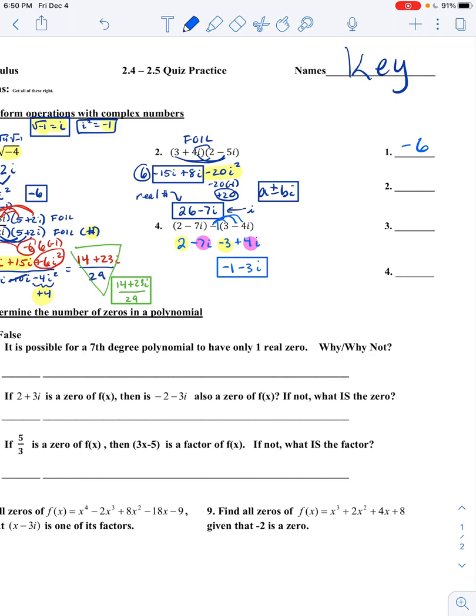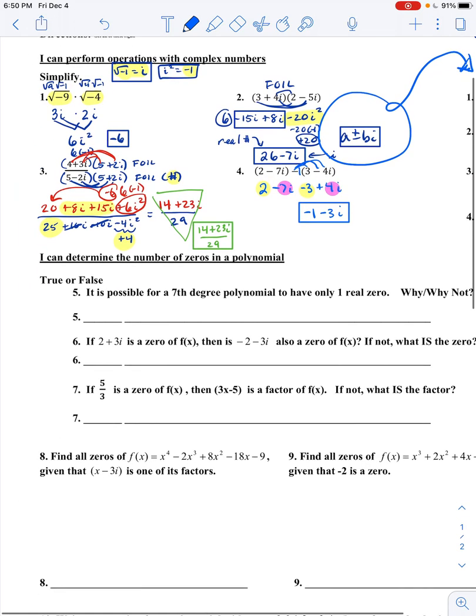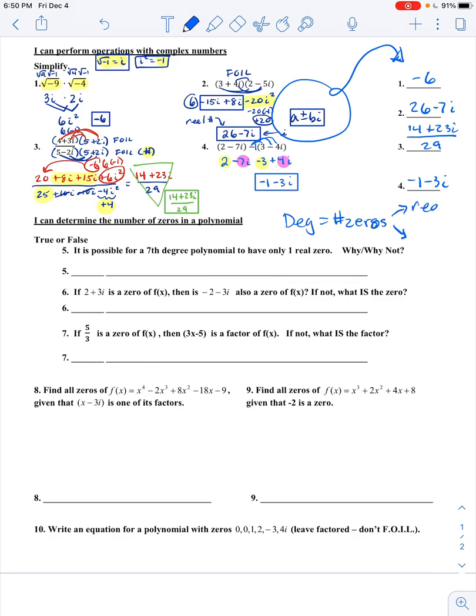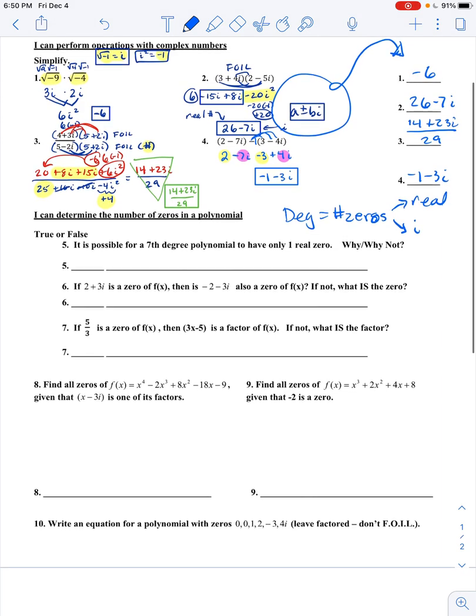Okay, so over here I would have had negative 6. I would have had for number 2, 26 minus 7i. Here I would have for number 3, 14 plus 23i all over 29. And then negative 1 minus 3i, because I want to keep them in this a plus or minus bi format. So now I can determine the number of zeros. Okay, keep in mind that the degree you have equals the number of zeros. And from our previous notes, you can look back at the 2-5 notes. They split into real and imaginary, but the catch is that the imaginary come in conjugate pairs.